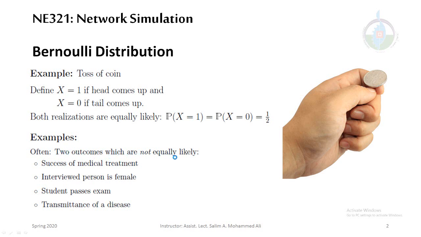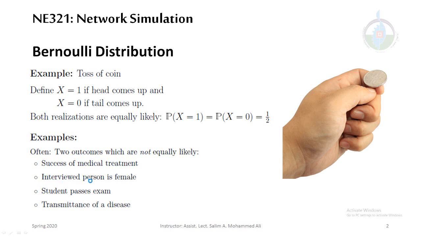Examples of such distributions that are not usually equally likely include the success of a medical treatment. Sometimes it's not just 50% or 50%. Depending on the medical treatment, sometimes it's 90% or 99% that the treatment will be successful, for example. But there are two outcomes: one is that the medical treatment is a success, the other outcome is that it is not a success.